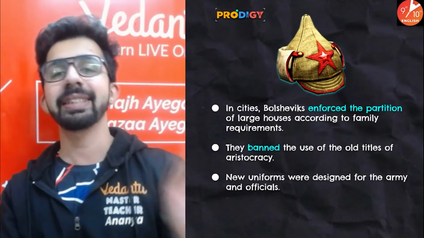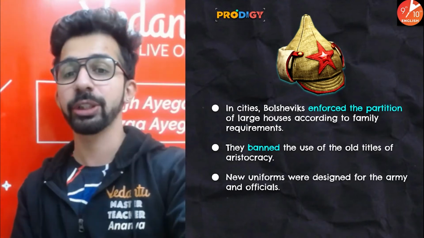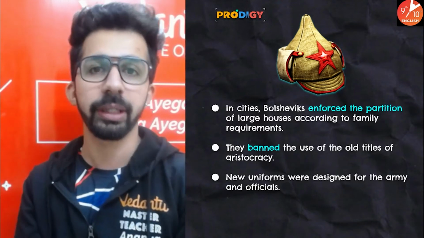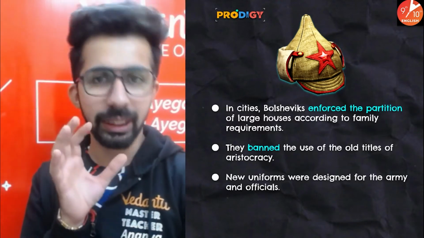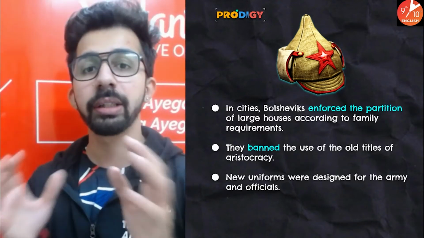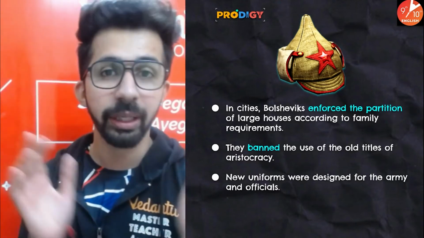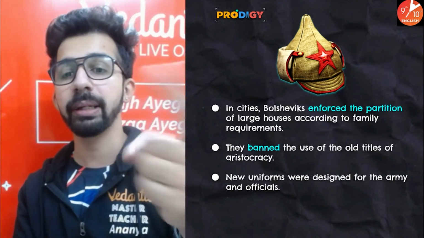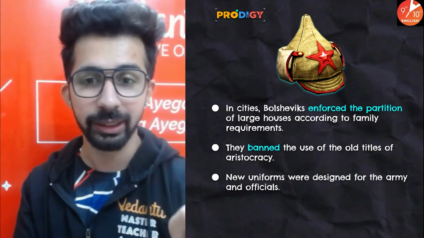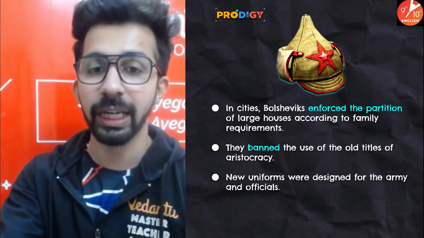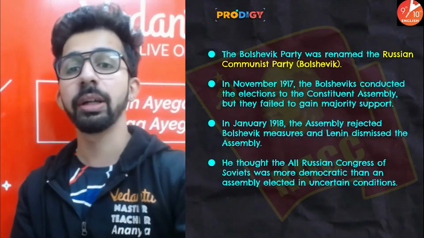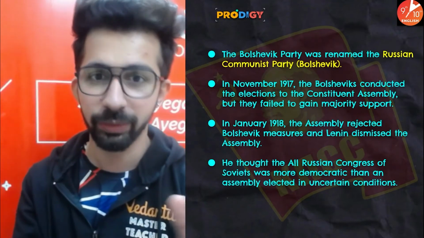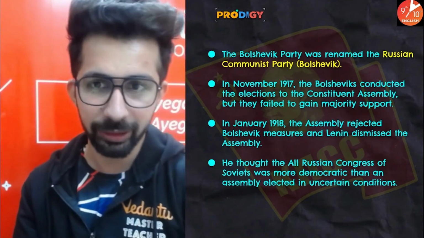In cities, what did the Bolsheviks do? Bolsheviks enforced the partition of large houses according to the family requirement. This means if the family size is small and they have a big house, the house will be partitioned and given according to the family requirement. They also banned the use of old titles of aristocracy. New uniforms were designed for the armies and officials. The Bolshevik party was renamed the Russian Communist Party, that is Bolsheviks, in November 1917.